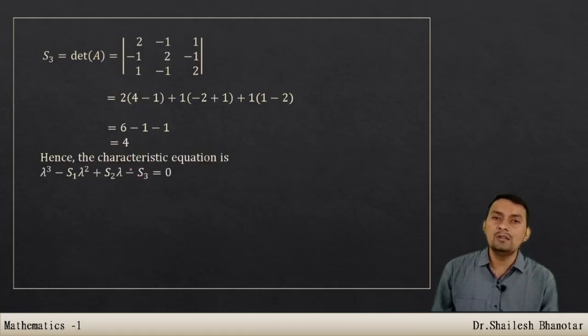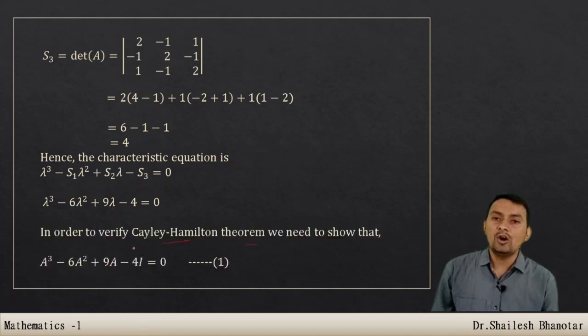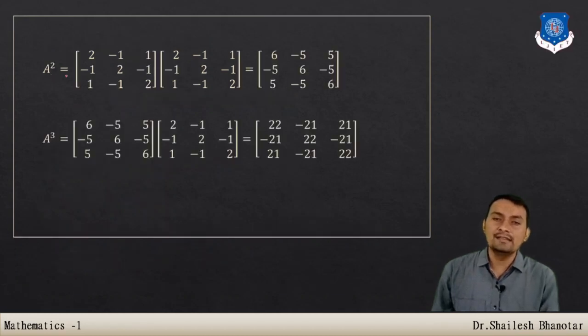When I replace all these values in the characteristic equation, I will get this one. In order to verify Cayley-Hamilton theorem, we need to show that A cube minus 6A square plus 9A minus 4I is equal to the zero matrix, denoted as 0 bar. For that I first find A square. First row multiplied with the first column gives this entry, and again first row multiplied with this one, you will get minus 5, and by the same argument first row multiplied with the last column, you will get 5.